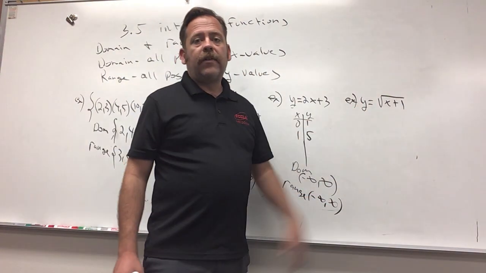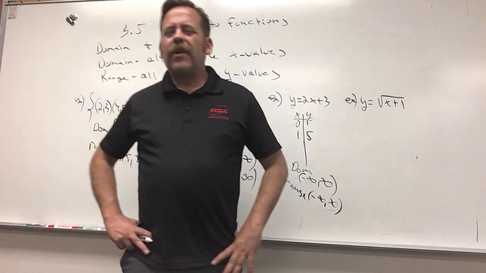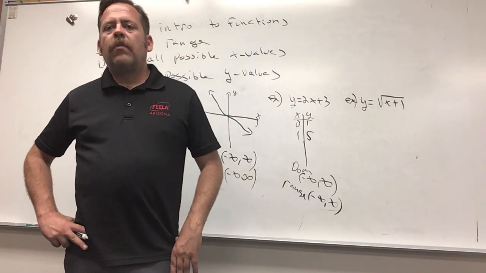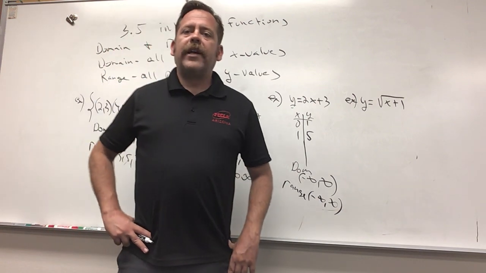Now this one's a little different. This one's a square root, because a square root has restrictions. What kind of number are you never allowed to take a square root of?